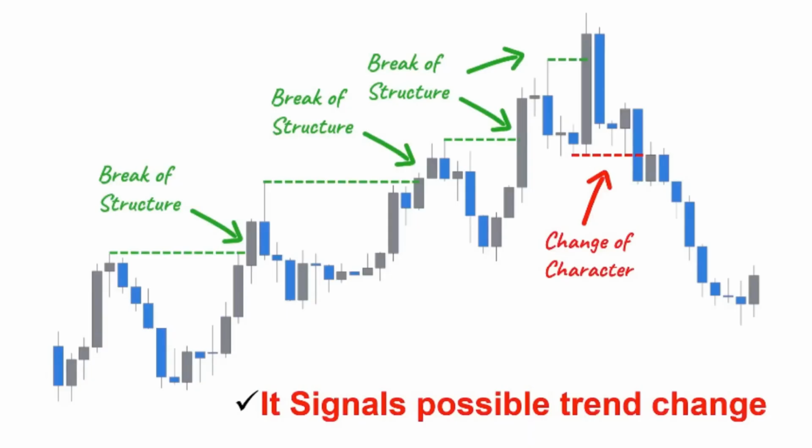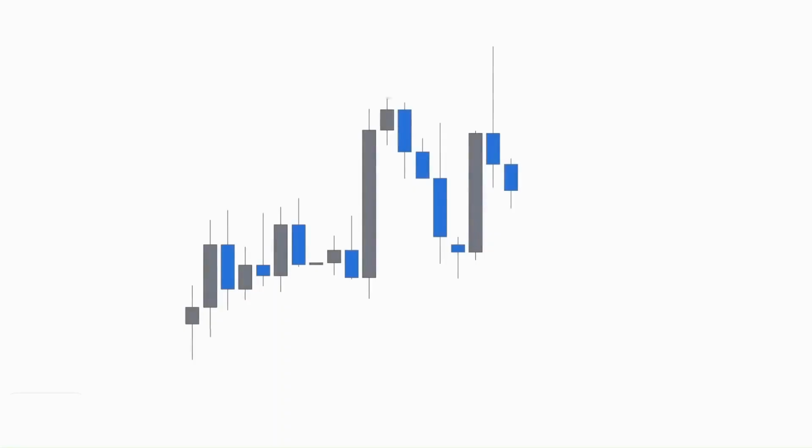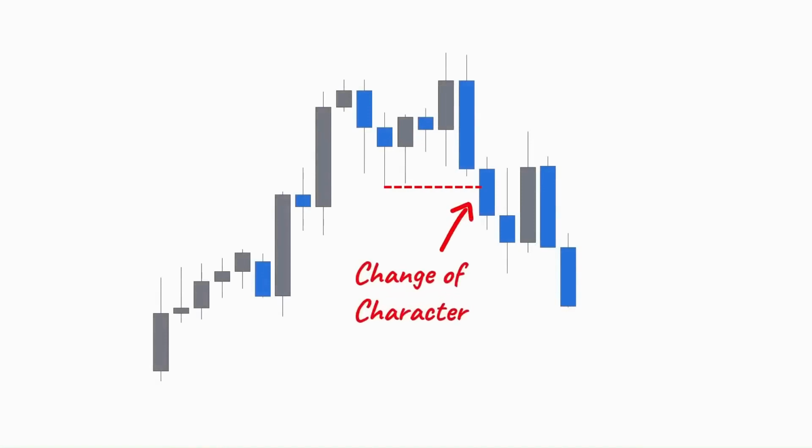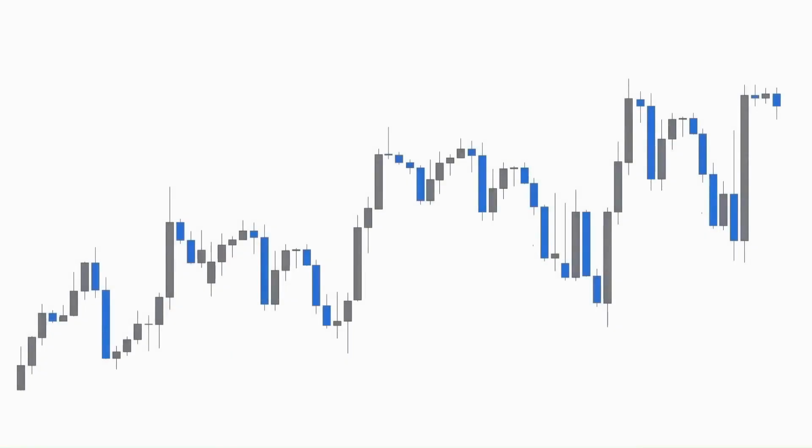So here is a key point. A break of structure is valid even if the market only wicks above the higher high, and the demand zone it created makes a valid trading opportunity. But for the change of character, it takes a break and close below the higher low to confirm it. Otherwise, we consider this market still as bullish, but the market barely moves this clearly.